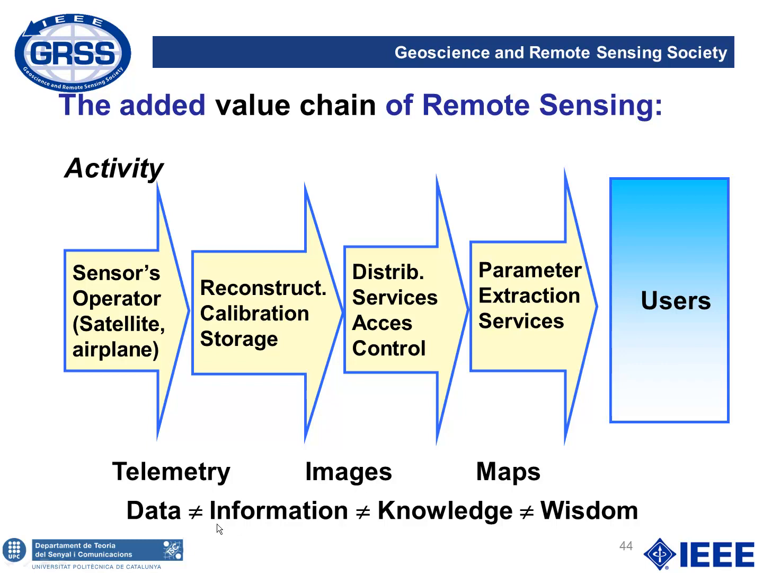And this is shown by these inequalities here. So data, primary data, is not information. It has to be transformed into information. Information is not knowledge in terms of geophysical parameters of interest. And finally, geophysical parameters are not necessarily wisdom. What is this wisdom word doing here in this slide?